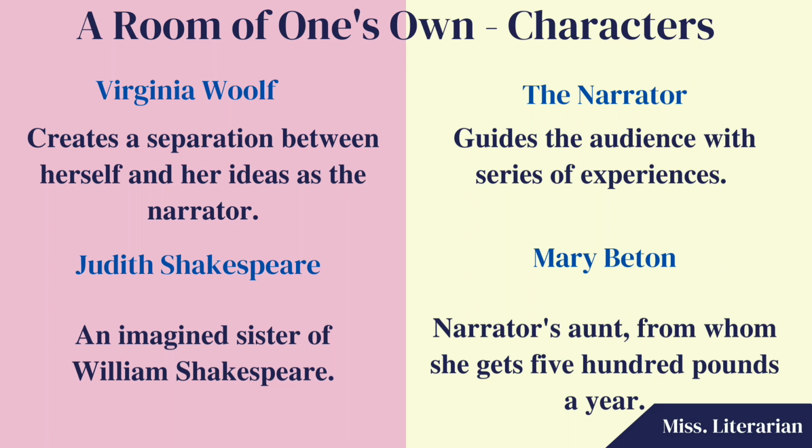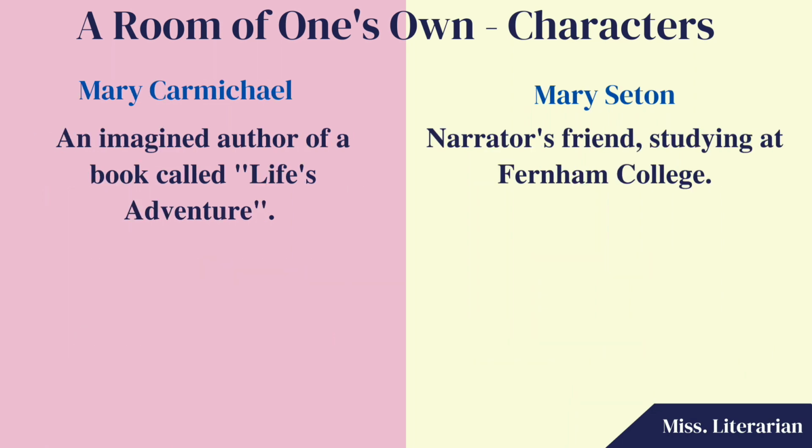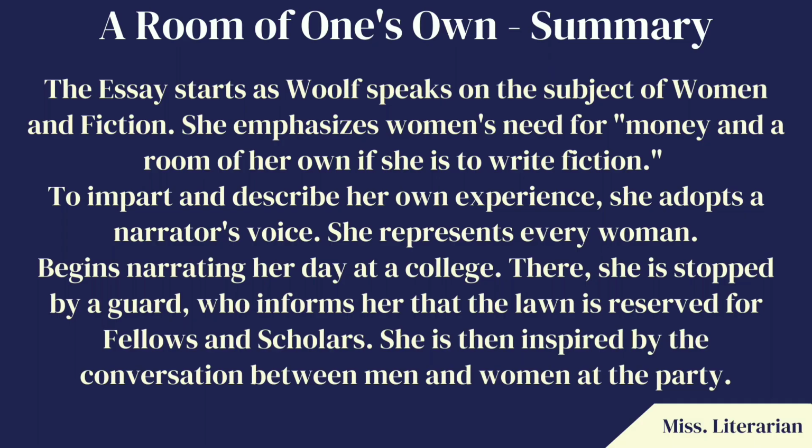The next character is Mary Carmichael, who is an imagined author of a book called Life's Adventure. This is just a fictionalized work of Virginia Woolf. When she reads this work, she criticizes the broken sentences that fail to emulate the master of sentences, that is Jane Austen. Then she uses another minor character, Mary Seton, who is the friend of the narrator studying at Fernham College, with whom Woolf shares a simple college meal and discusses the history of underfunded women's colleges. Let us now see the summary of this essay, A Room of One's Own.